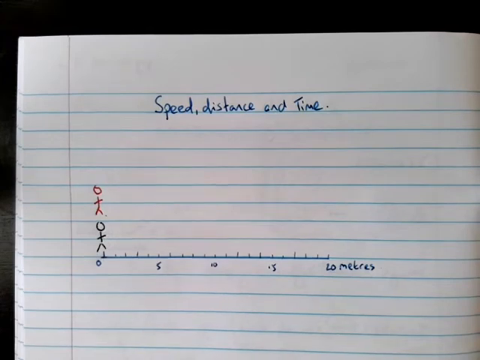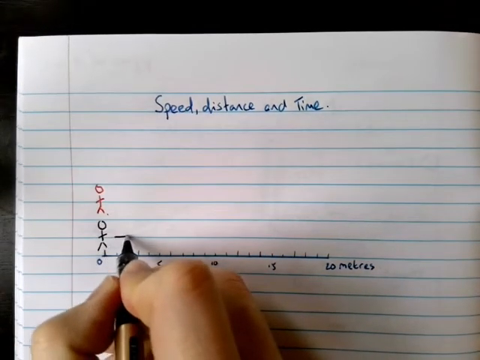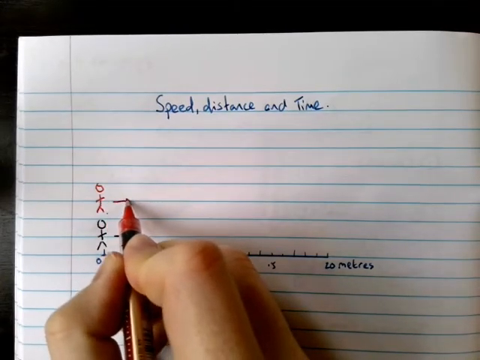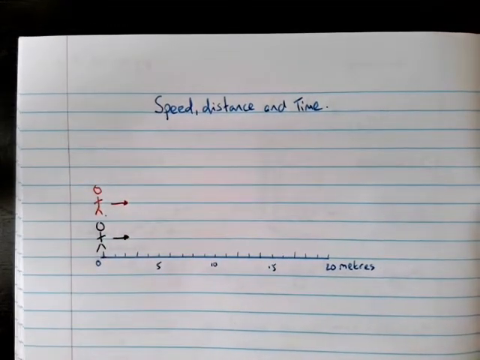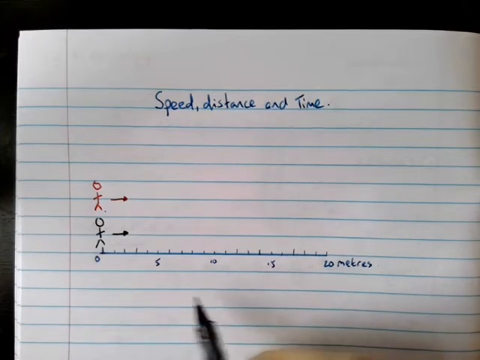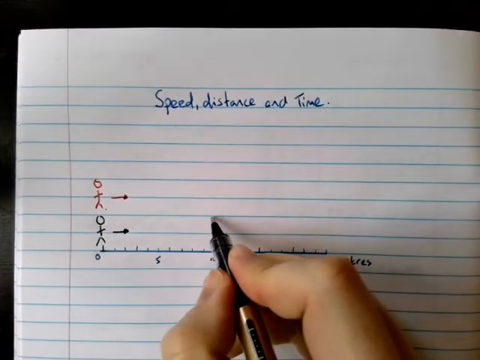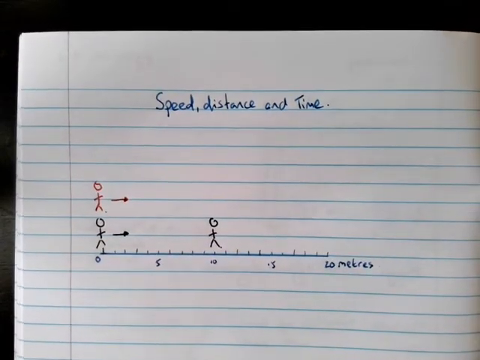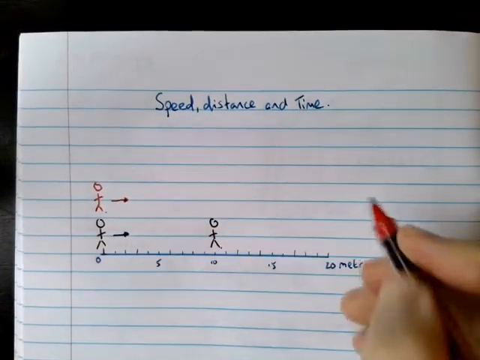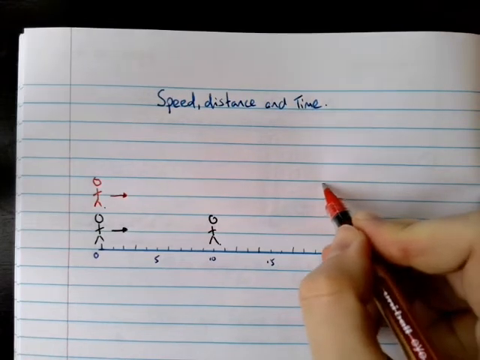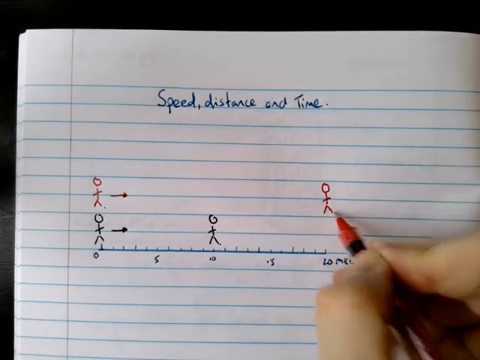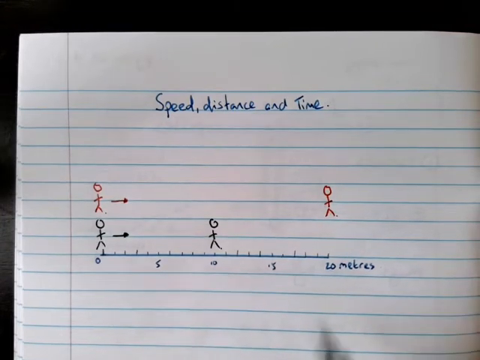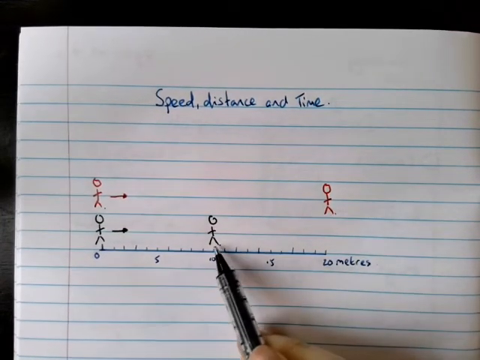Okay, so they're going to walk along this line for 10 seconds, and we're going to see how far they get. So after 10 seconds, this person on the bottom here has got to here. And after the same 10 seconds, this person on top, the person that's red here, they have got to here. Okay? So we can see quite easily that this person is faster than this person.